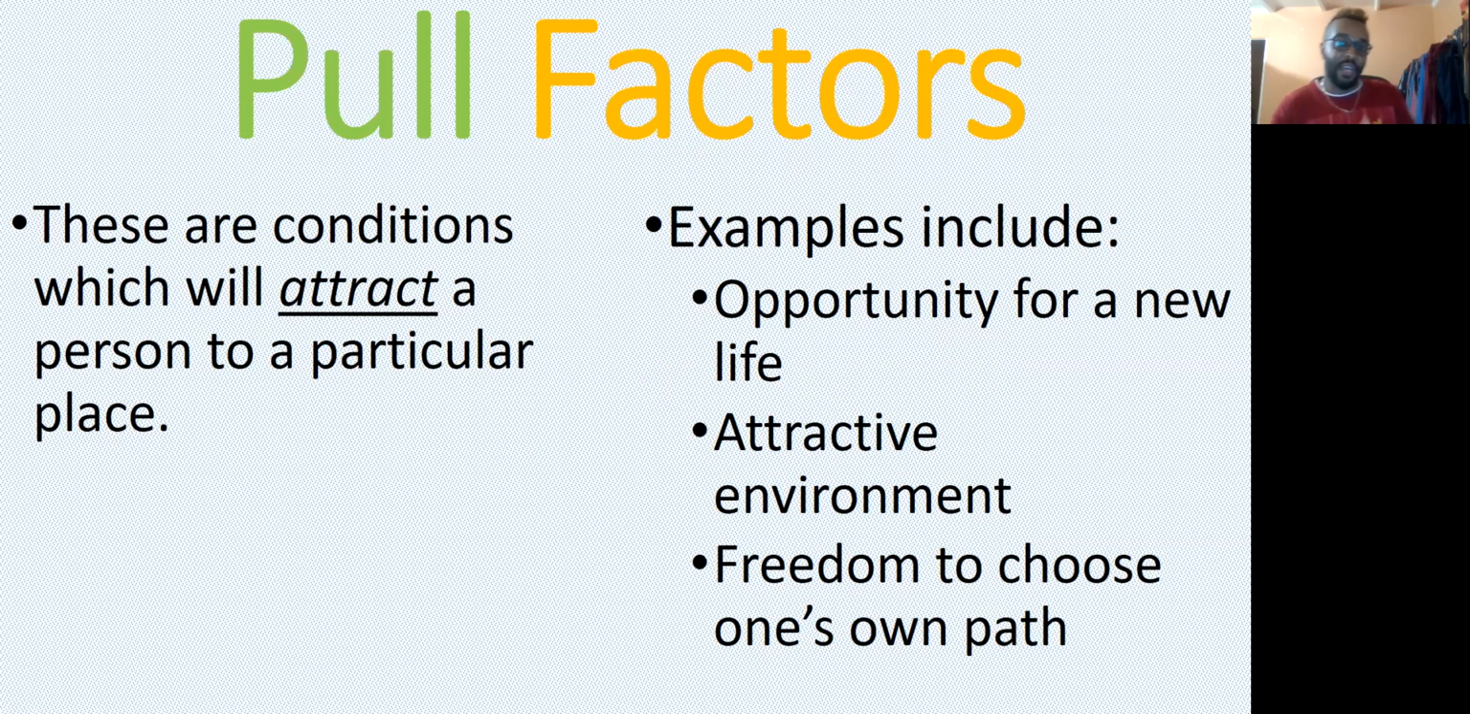So let's use Jamaica for example. A push factor for Jamaicans, you know how many Jamaicans migrate, would be the high level of crime. A pull factor in another country could be low levels of crime. Good? Can I move on now?